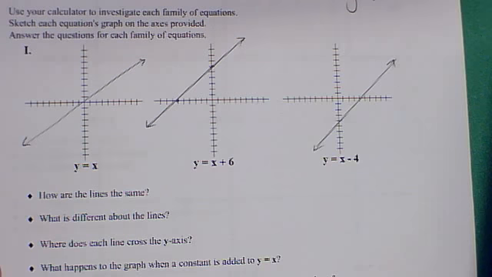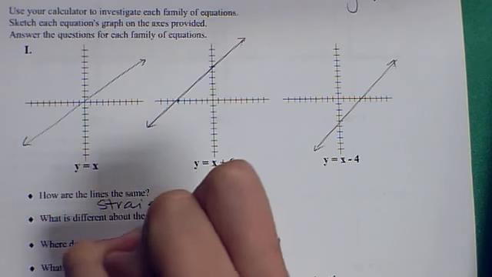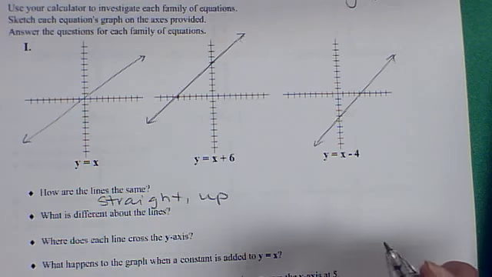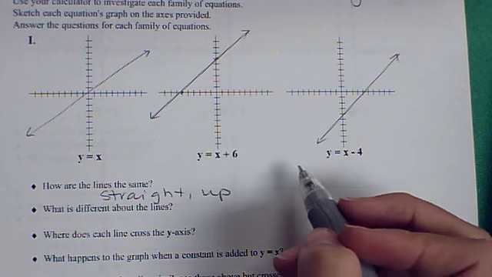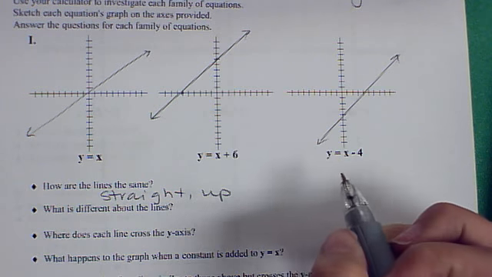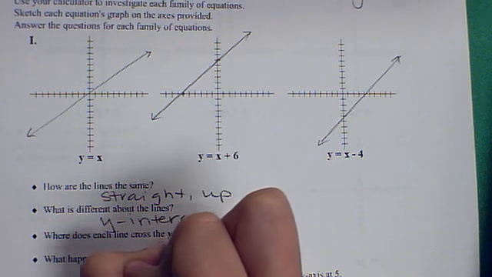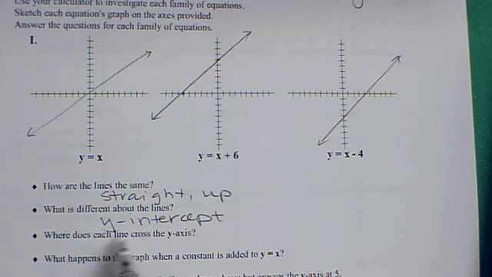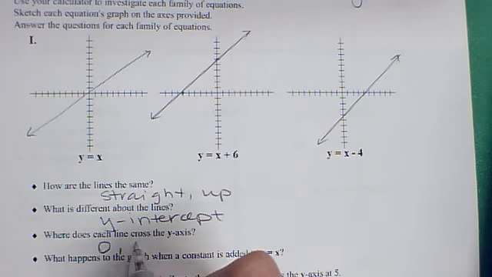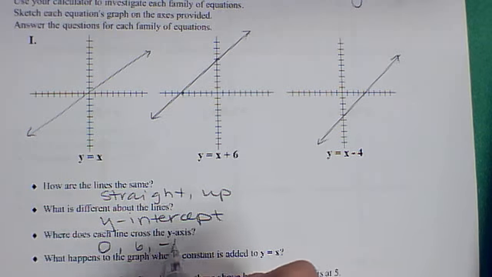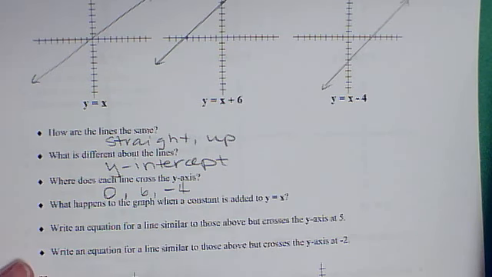It asks me, how are the lines the same? In class we said they're all straight. They go up. Maybe you noticed some different things about that. What about the lines is different? And we said what's different is their position, some people said. I said, tell me more about that. We said, well, their y-intercept, or where they cross the y-axis, is changing. Where does each cross the y-axis? Okay, well, the first one crosses at 0, the second one crosses at 6, and the third one crosses at negative 4. What happens to the graph when the constant is added to y equals x?